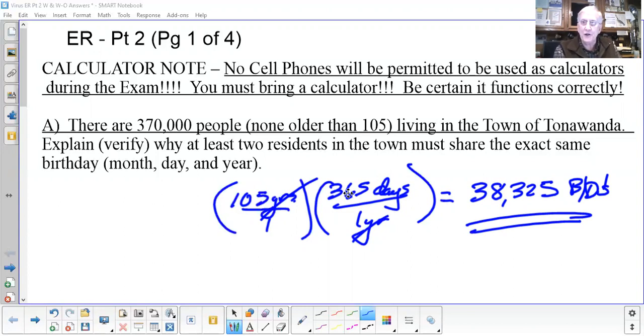Duplication has to occur. So when you face this problem on the final exam, make sure you indicate to me why duplication does have to occur. And by showing me that there are 38,325 birth dates that are available for people who could be as old as 105 years old, and knowing that there are 370,000 people we're talking about, it is obvious that duplication will have to occur. Okay, let's go on.